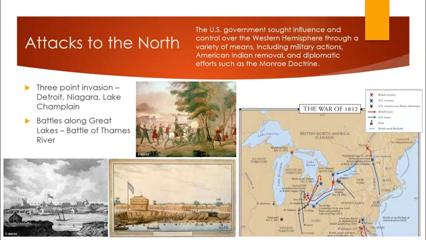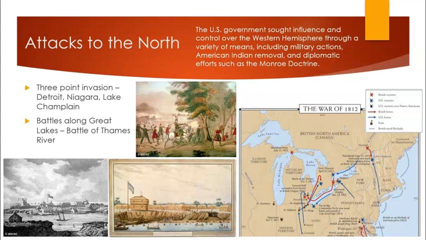Now, the U.S. began its attacks on British positions by launching a three-point invasion of Canada, simultaneously attacking from Detroit, in present-day Michigan, from Niagara, in western New York, and from Lake Champlain, which is located in upstate New York, along the eastern side. But these attacks were hampered by poor leadership and the refusal of some militias, especially in New England, to leave their states to assist.